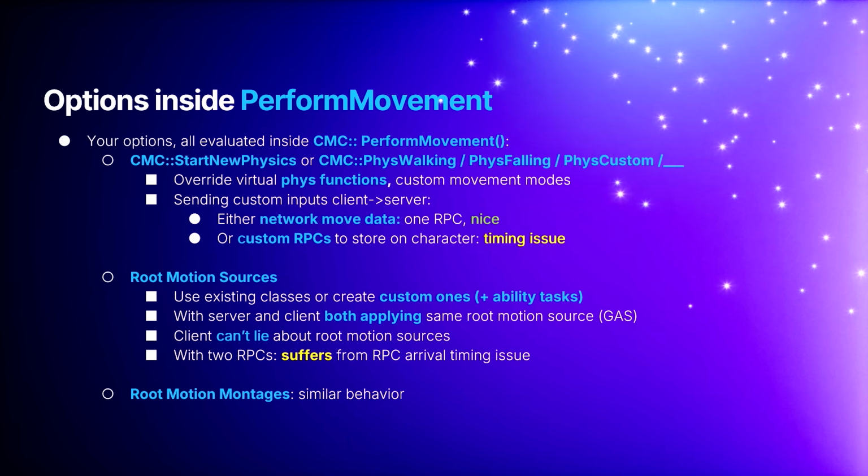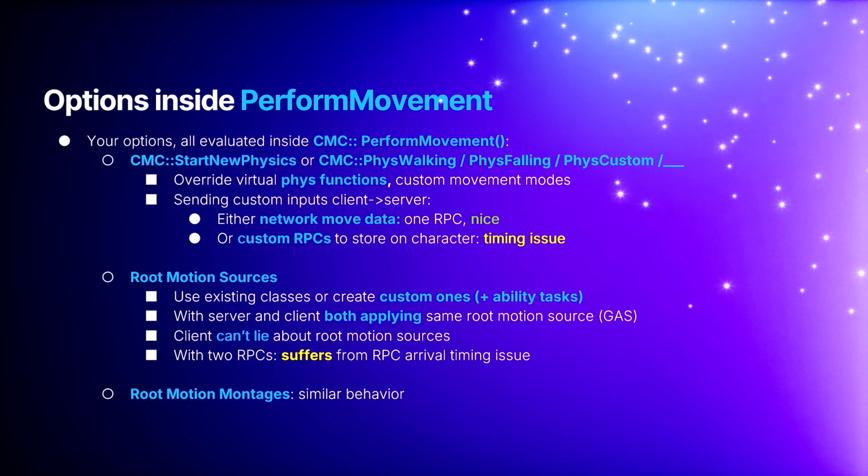Now, for handling things inside perform movement, there are a couple of options. You can override your CMC's phys functions. So StartNewPhysics, which is called in all situations, and PhysWalking, PhysFalling, PhysCustom, PhysSwimming, and so on, based on your current movement mode. If you need to send additional information from the client to the server so that the server can execute the same move, then you also have a couple of options. You can either extend your CMC's network move data class, or you can introduce custom RPCs to update the server-side inputs.